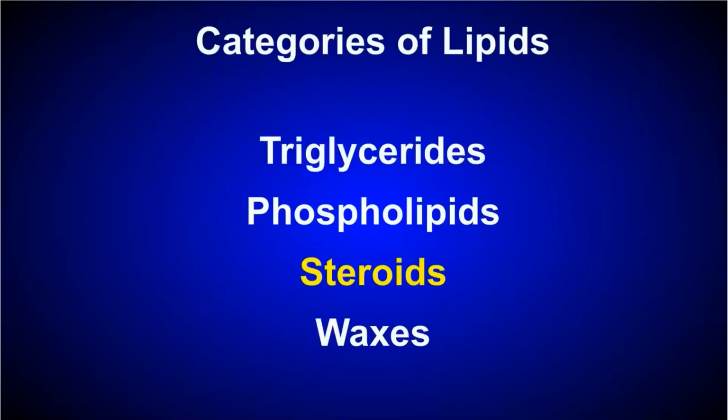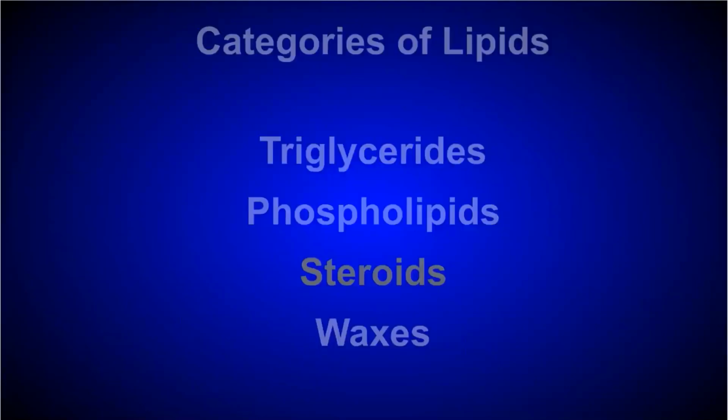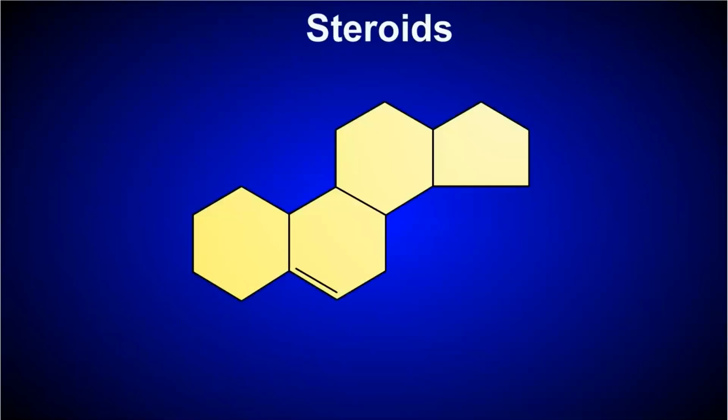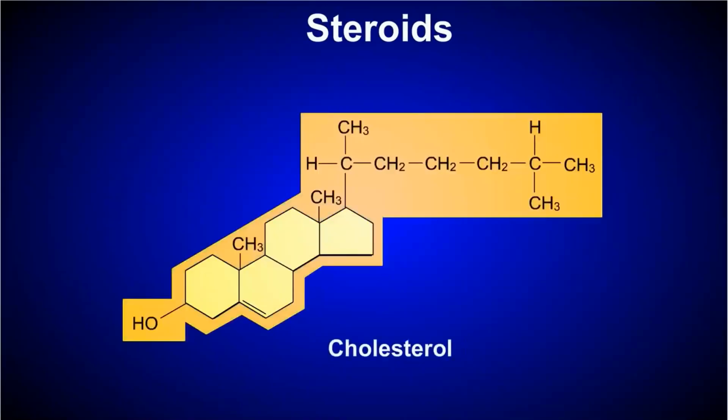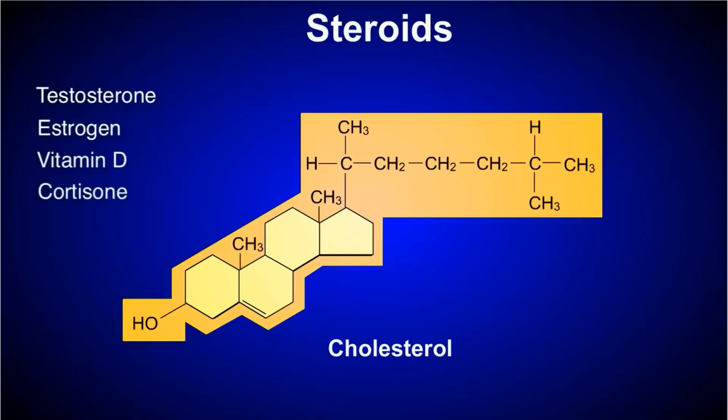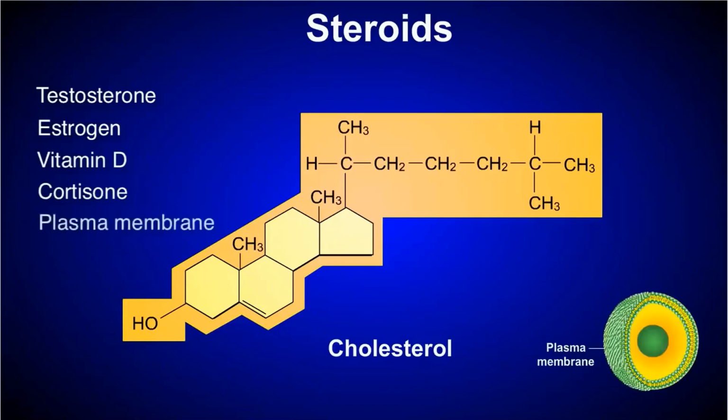Steroids are the next category of lipids. Steroids are composed of 4 fused rings of carbon to which different functional groups are attached. One well-known steroid molecule is cholesterol. Cholesterol serves as a precursor for the synthesis of other steroids such as testosterone, estrogen, vitamin D, and cortisone. Cholesterol is present in plasma membranes where it stabilizes the membrane.